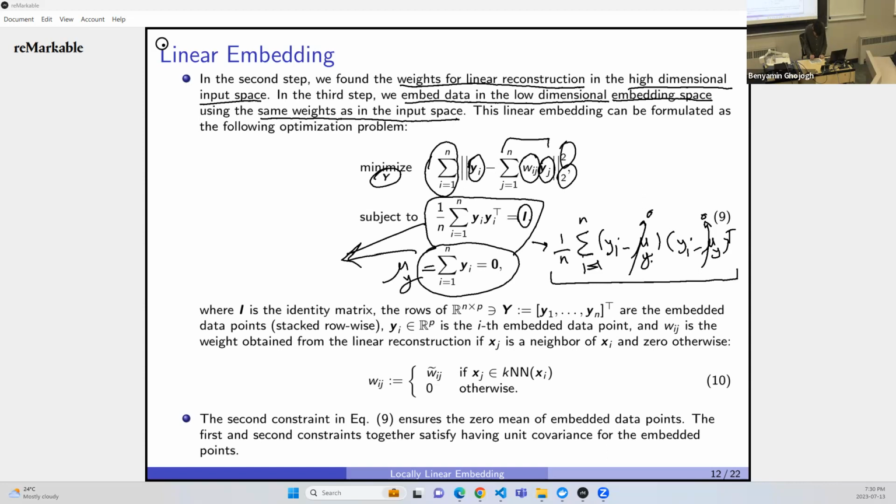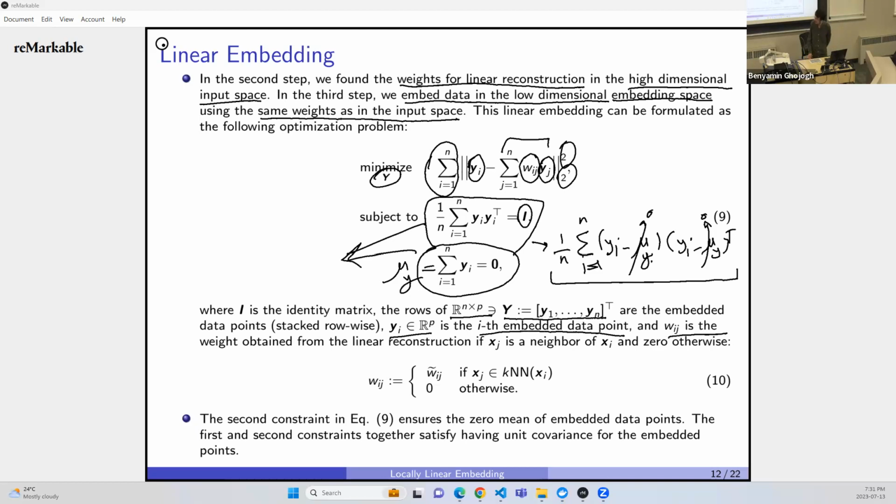Now, let me put the embedded data points y_1 to y_n row wise. Why do I put it row wise rather than column wise? Because it makes it easier for us to calculate. Okay, that's the reason. So let's put them row wise, and it gives us an n by p matrix, because I have n data points, each of which has p-dimensional embedded points. y_i is the i-th embedded data point.